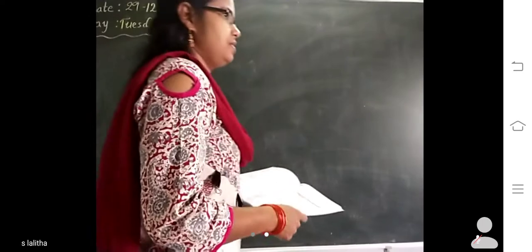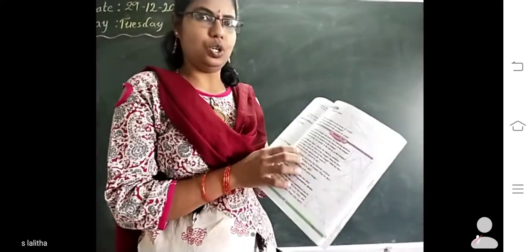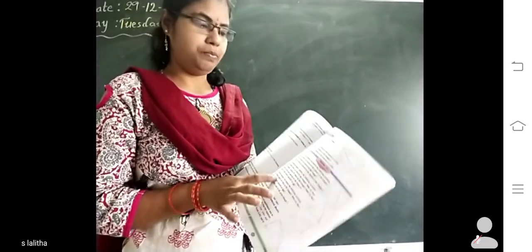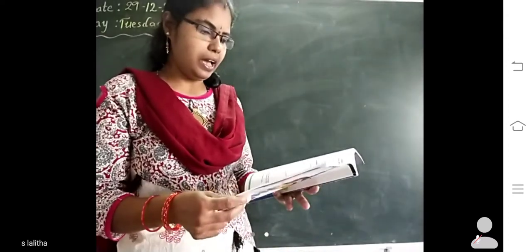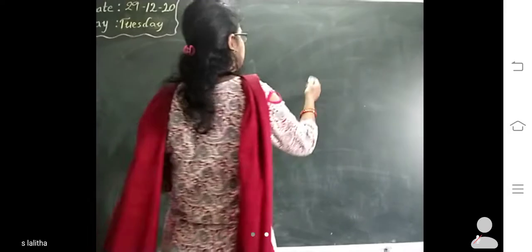Morning students. In the previous class, we have completed exercise 9.2 questions. Now write the third question. Look at the given triangle and answer the following questions. So here one triangle is given.